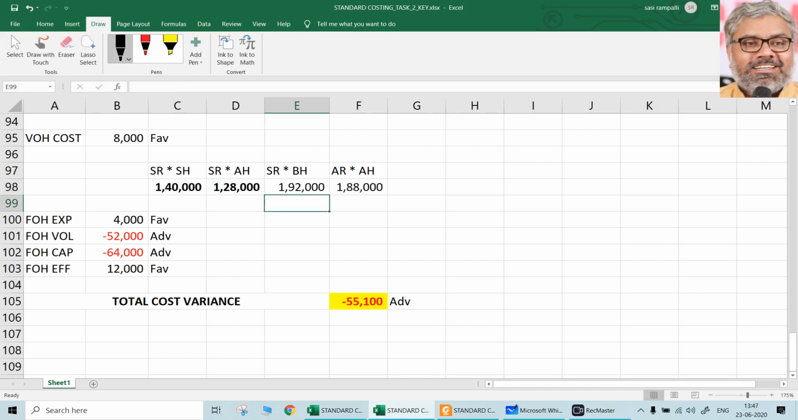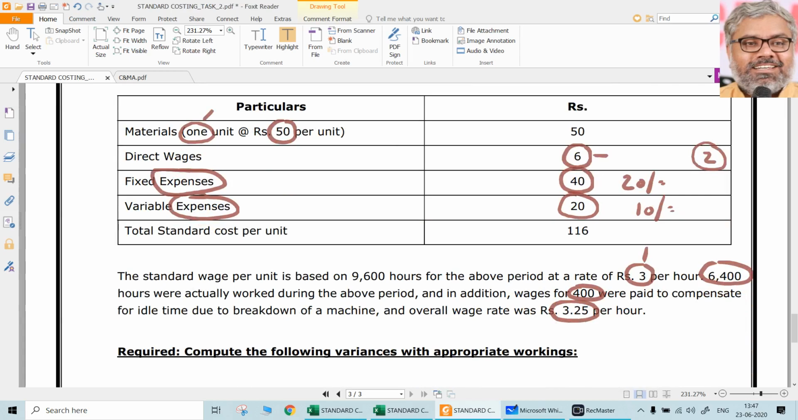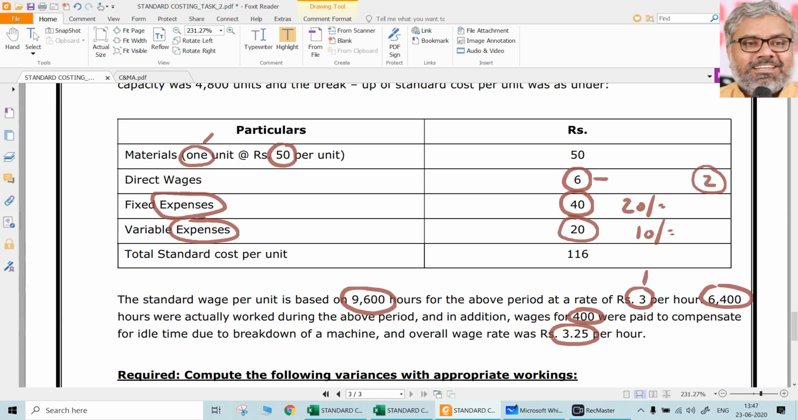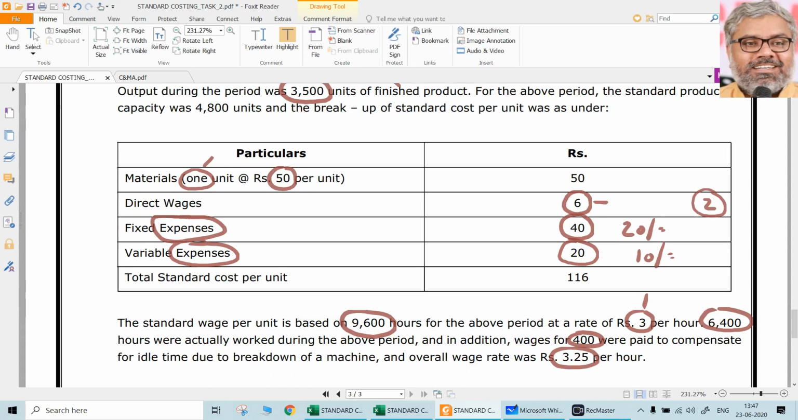SRBH, budgeted hours. This is an important point here once again. Standard rate is there, which is 20 rupees, that is okay. But budgeted hours are how many? This can be calculated in 2 different ways, because it is given directly that 9,600 hours are budgeted. That is the budgeted hours. So that is one of the points to be noted, 9,600 hours. Or otherwise you can also find out, because budgeted production was how much? Our standard capacity was 4,800 units, and we know each unit takes 2 hours.